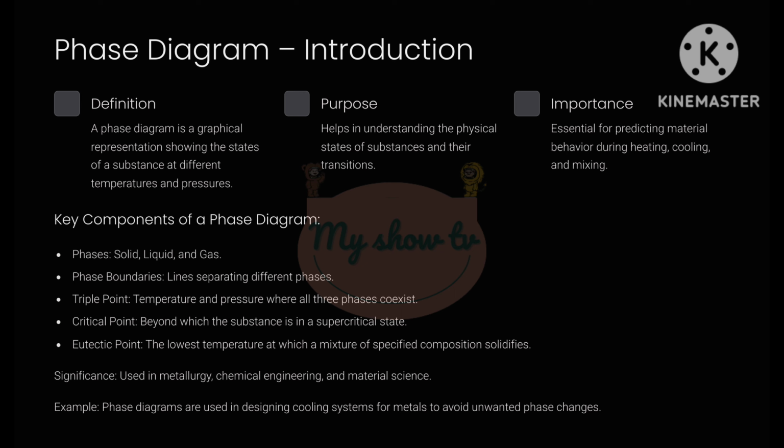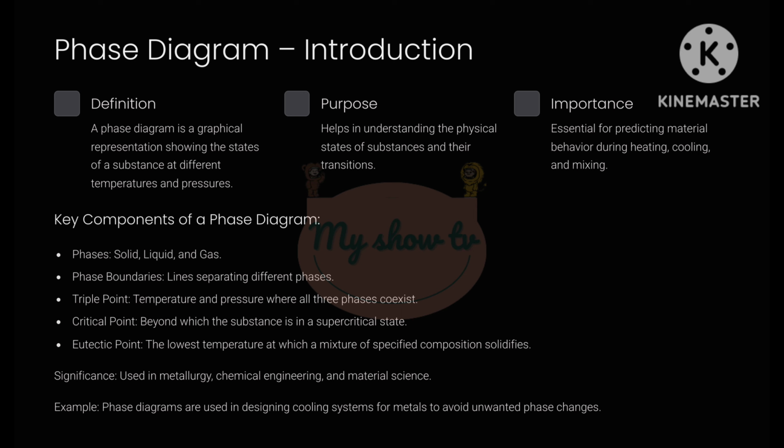Alright, let's begin by understanding what a phase diagram is. A phase diagram is a graphical representation that shows the states of a substance under varying temperatures and pressures. It essentially tells us what phase, solid, liquid, or gas, a substance will be in under specific conditions. Now, why is it important? It helps predict how a substance behaves when conditions like temperature or pressure change.